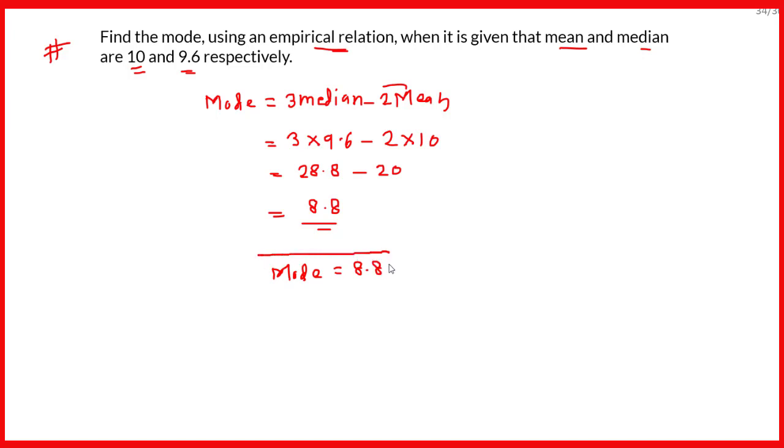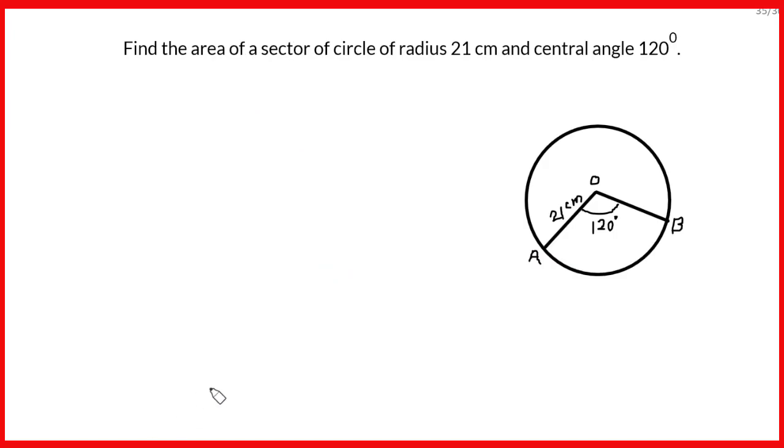Highlight your answer. Always develop the habit of highlighting the important steps. Since these are 1 mark questions, the last answer will be the only highlighted step. So move to the next question.